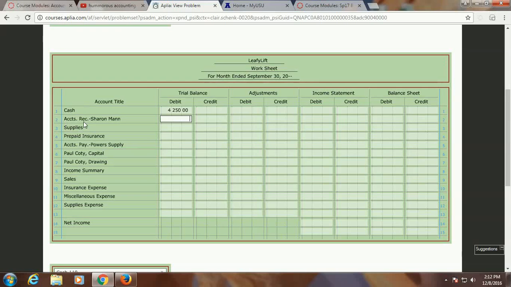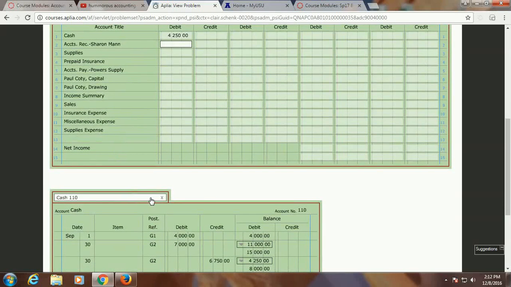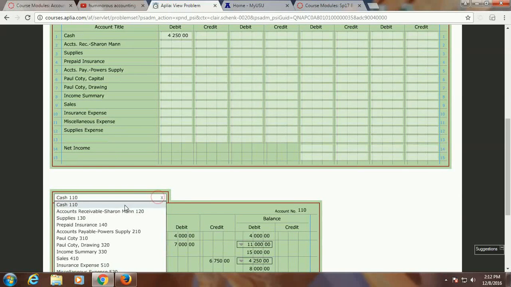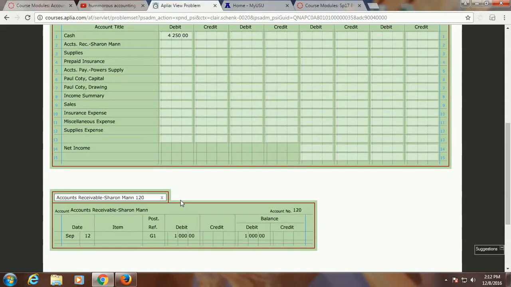I'm going to check each account one at a time, make sure there aren't any mathematical errors. So I'm going to go to accounts receivable, Sharon Mann. And that says it's $1,000. It looks like there aren't any errors because there's only one entry. So I'm going to put $1,000 debit in my worksheet. And now I'm going to go to supplies.